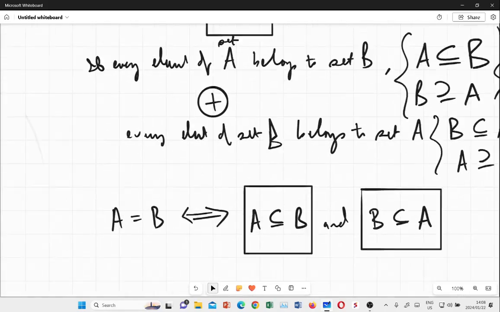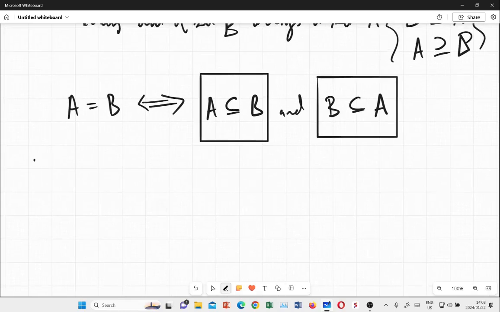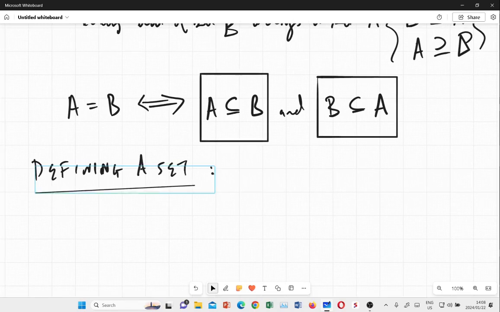The next thing we move on to is the concept of defining a set. How do we actually define a set? One way in which we can define a set is by listing the elements out. There are only two ways. The first method is what is called listing.